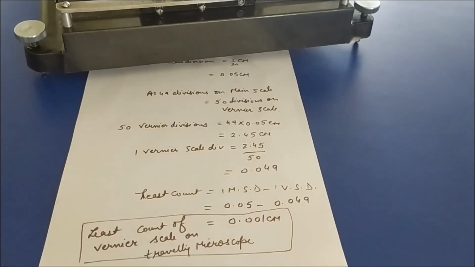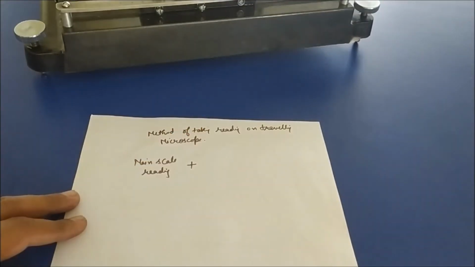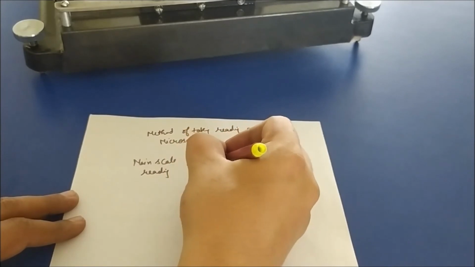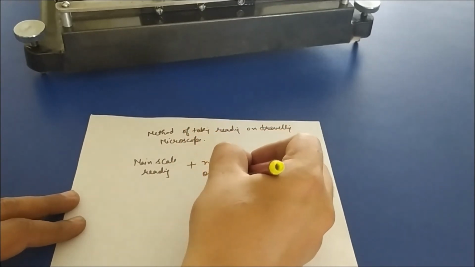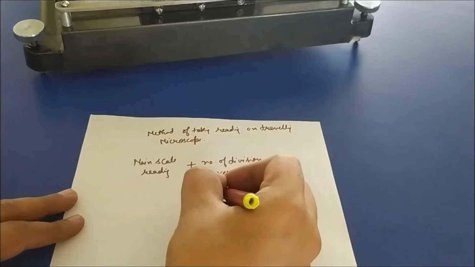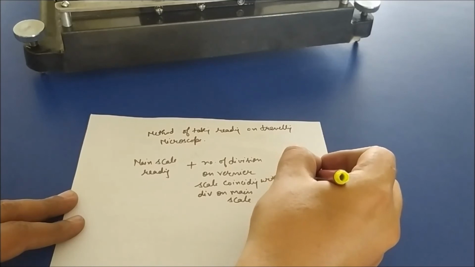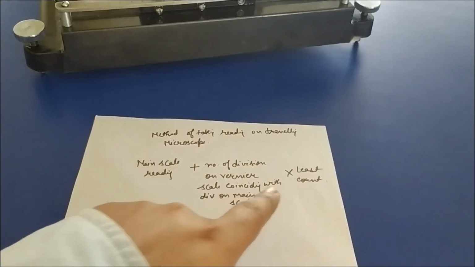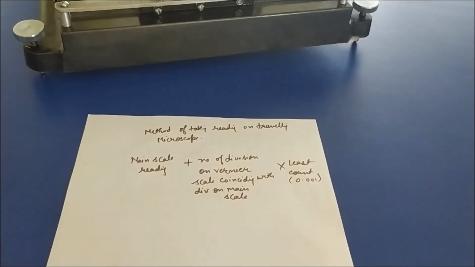Now what is the method of taking a reading on the traveling microscope? Main scale reading plus the number of divisions on the vernier scale coinciding with a division on the main scale, into the least count. What is the least count here? The least count is 0.001. So this is the way to find the least count, students.